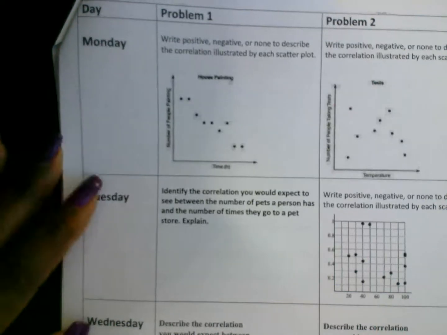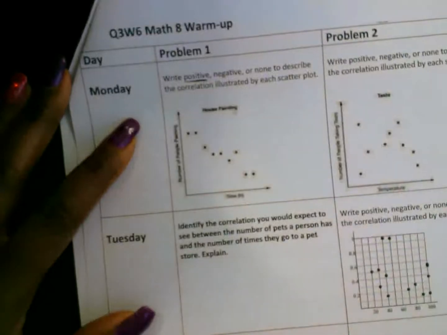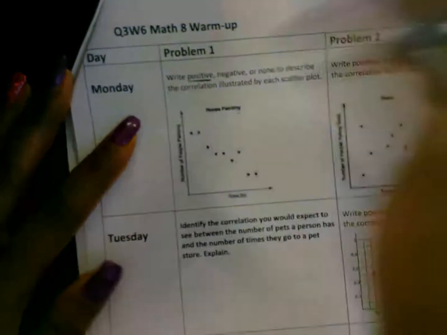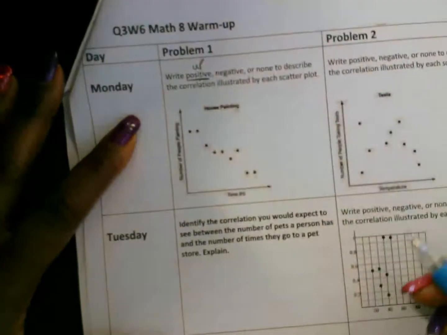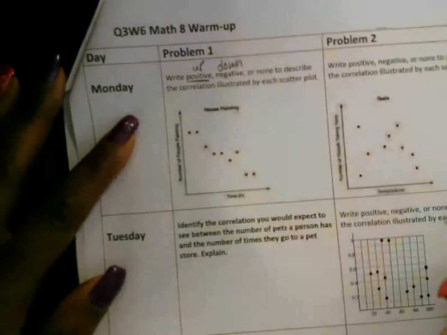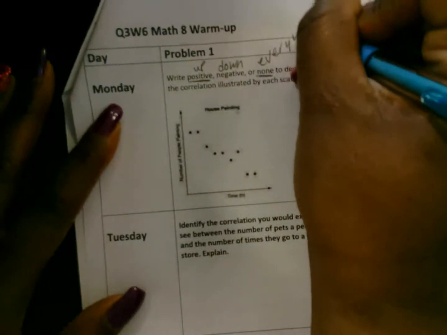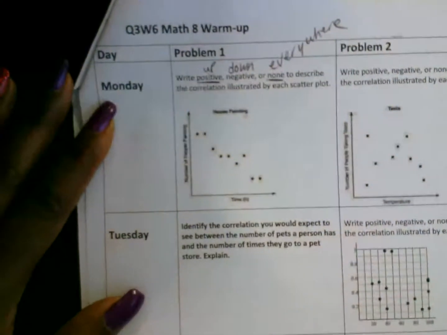Sometimes the points you'll see go up. If for the most part the points are going up, not perfectly up, but going up, this is a positive correlation. If for the most part the points are going down, it's a negative correlation. If the points are scattered everywhere, there is no correlation at all.